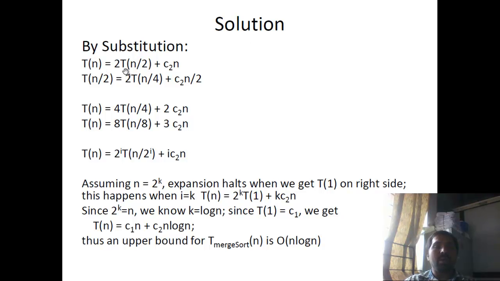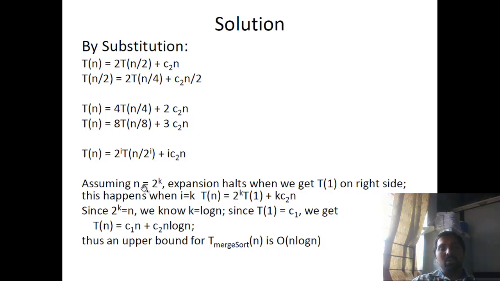Substitution: T of n is 2 into T of n by 2 plus c2 n. T of n by 2 equals 2 into T of n by 4 plus c2 into n by 2. So if you substitute the value of T of n by 2 here, we get 2 into T of n by 4 plus c2 into n by 2. In the same way we can repeat the process. At some point we get 2 power i into T of n by 2 power i plus i into c2 n. Here we can get the value 1 because T of 1 is 1, we know.